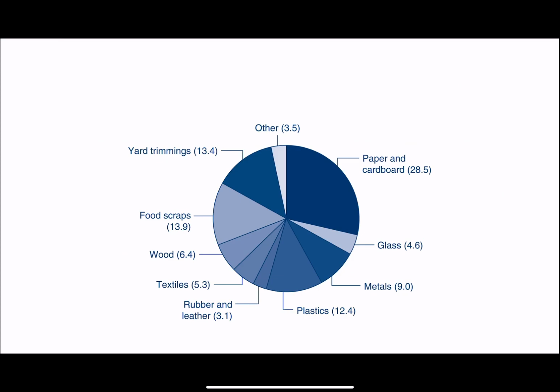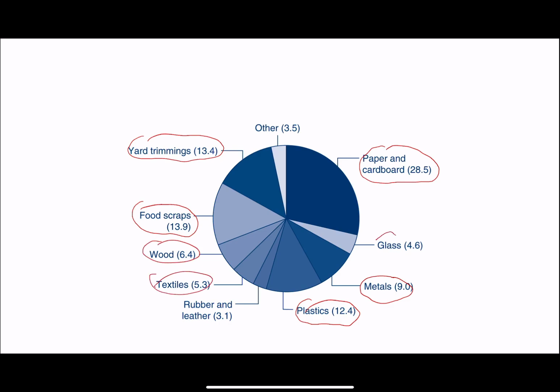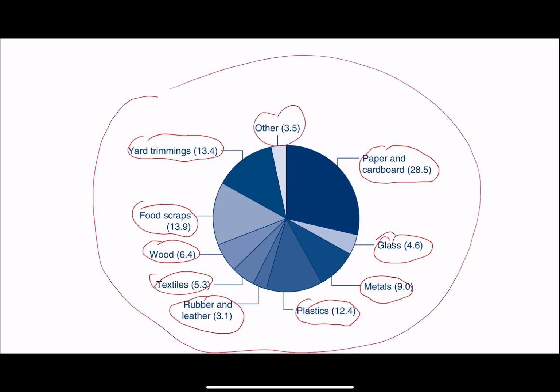You can see a typical solid waste will have, as the most common item, paper and cardboard, 28.5%. The next one is yard trimmings, 13.4. Food scraps, 13.9. Plastic, 12.4%. And the next one is metals, 9%. Textile, 5.3. Wood, 6.4. Glass, 4.6%. And rubber and leather is 3.1%. And the others, 3.5. So this is a typical explanation of the content of solid waste in any typical solid waste program.